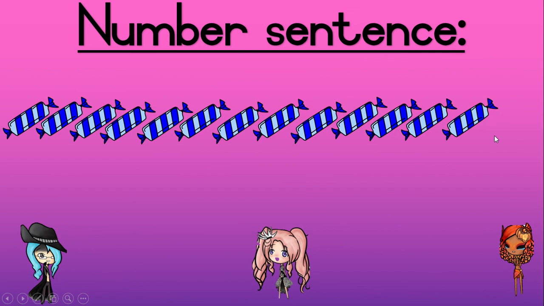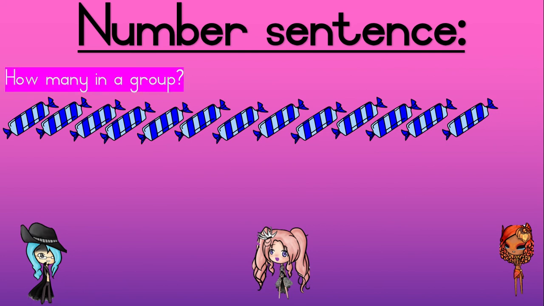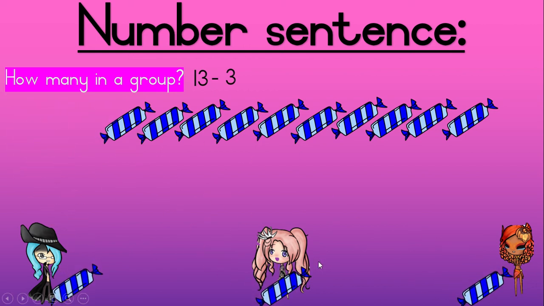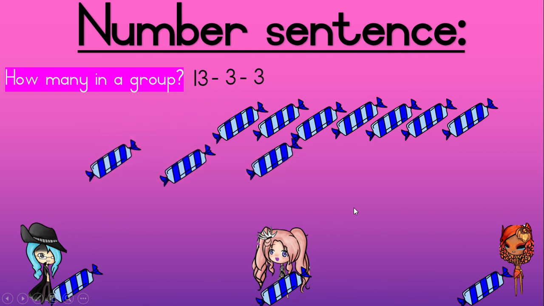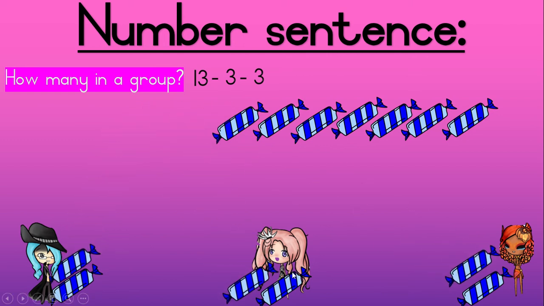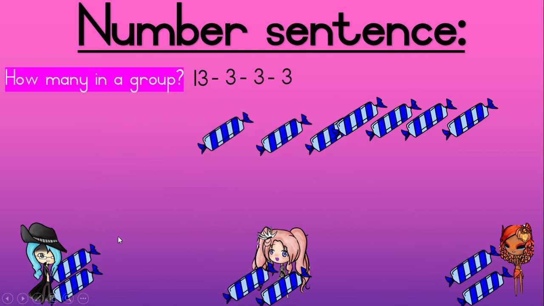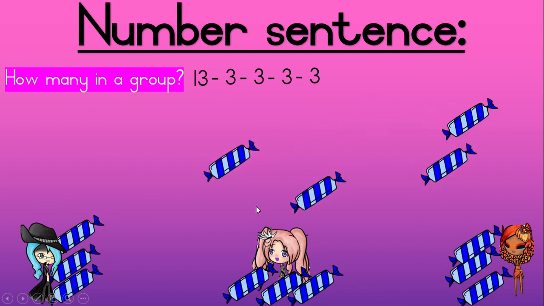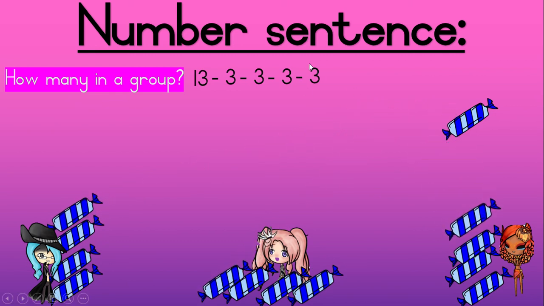So for the number sentence, we always have to ask ourselves how many in a group when we are sharing. So we can write 13, take away 3. So we take away 3 and we give each one of our friends 1 sweet. Take away another 3 and we give each one a sweet. Take away another 3, give each one a sweet, and take away another 3, give each one a sweet. Now we can't take away 3 again because we only have 1 left.